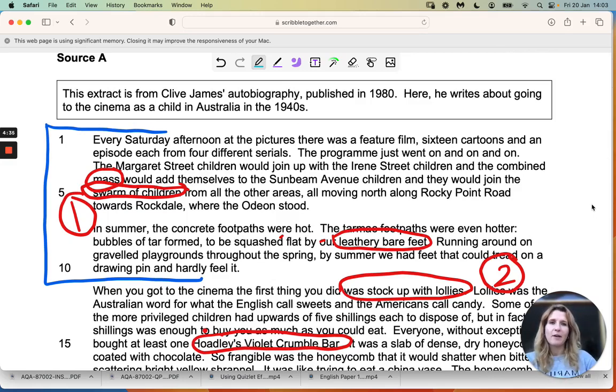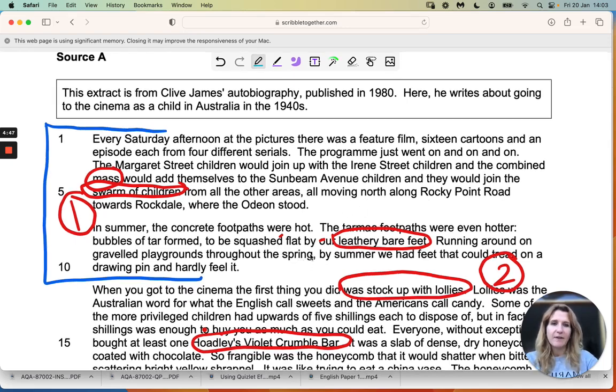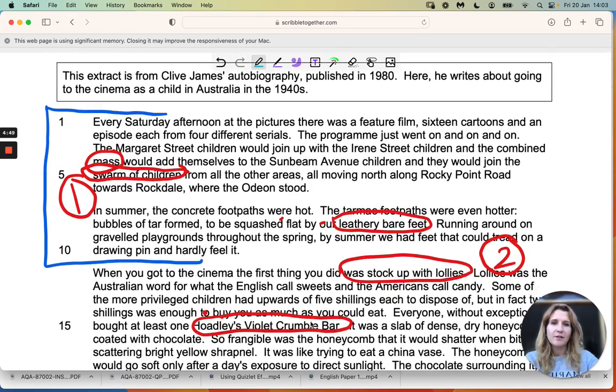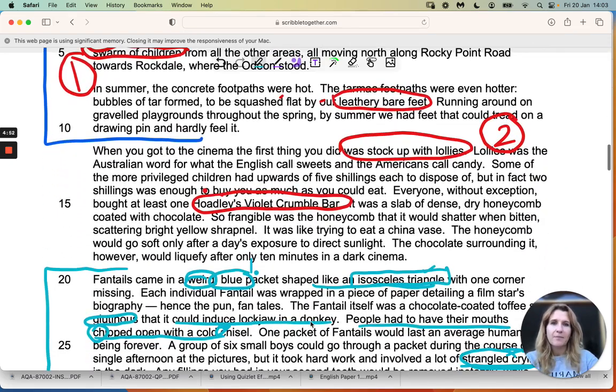Okay, by this point, for source A, we've already read stuff about the pictures. So the attitudes towards sweets. We don't have anything at the beginning. We've got the leathery feet. And then the first thing we've got is the candy. So more privileged children, it's a privilege, it's a treat.